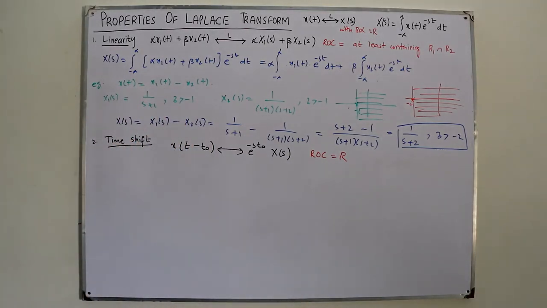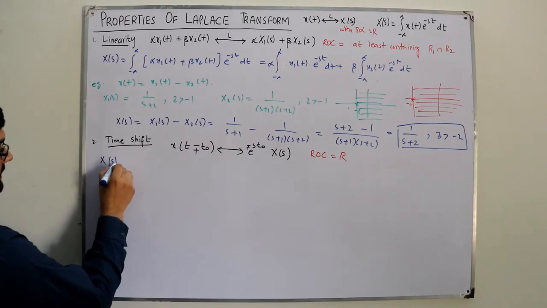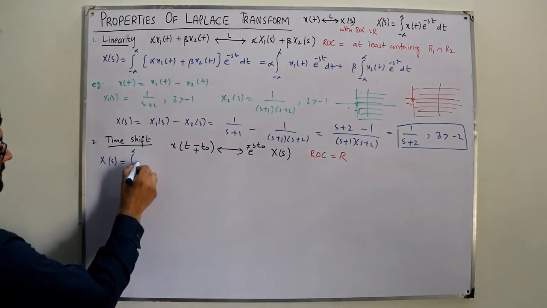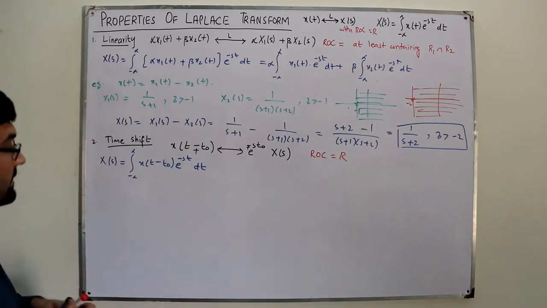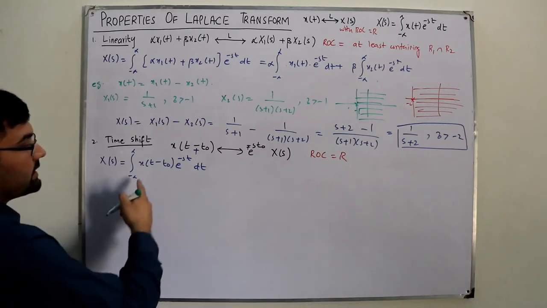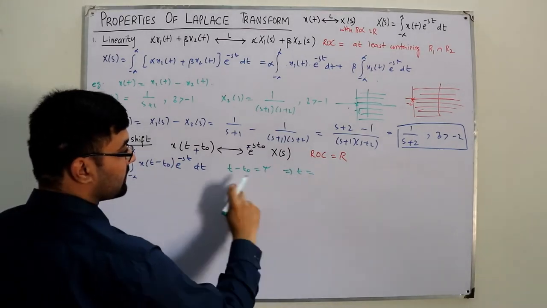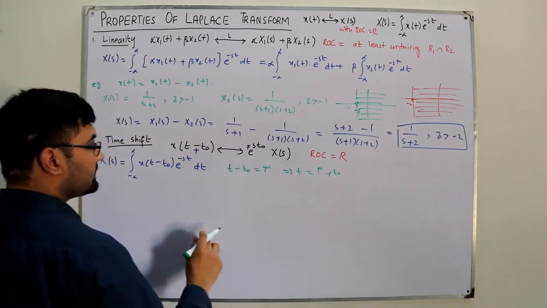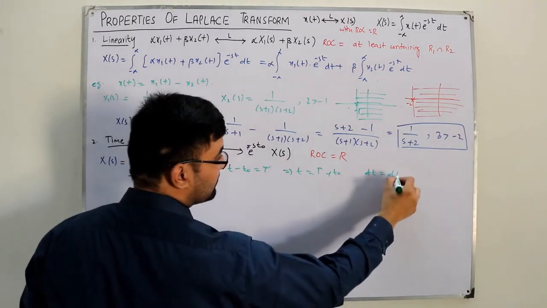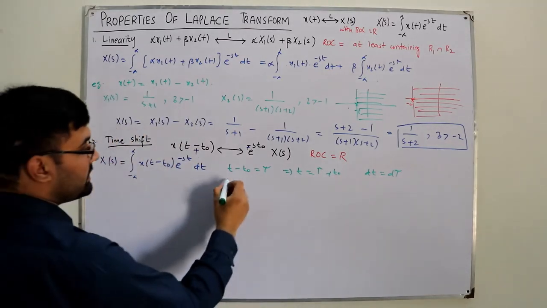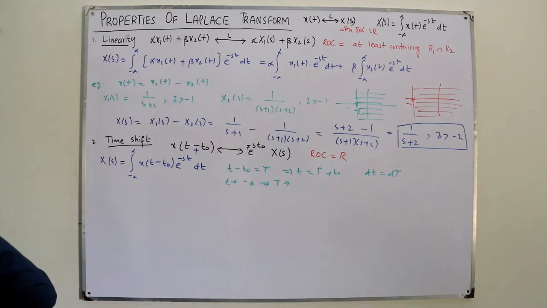So if you guys want to prove it again, well, if you have a plus over here, you would have a plus over here, fine? So again, x of t minus t naught, exponential negative st dt. Let me replace this by a new variable. Let's say I have t minus t naught is tau, right? So t would be equal to tau plus t naught, right? And similarly, dt would be equal to d tau. And then what do you have? The limits. When t approaches negative infinity implies tau approaches negative infinity.